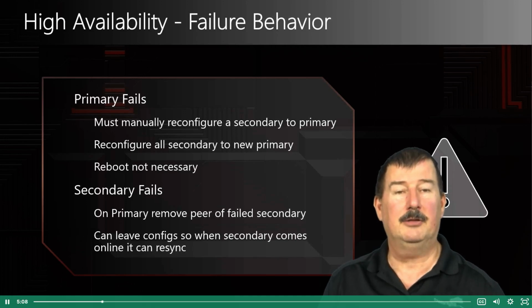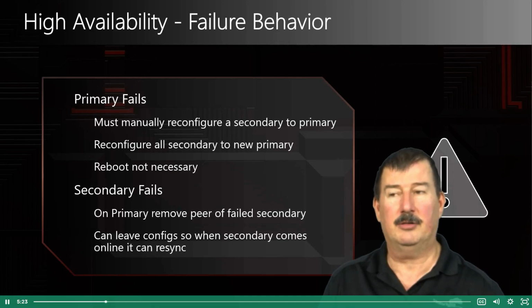So if the primary goes down, you've got to log in to one of your secondary devices, whichever one may be, and say you are now the primary. Then you log into all of your secondary devices and say this is the new primary that you will be taking updates from. There is not an auto process on this.